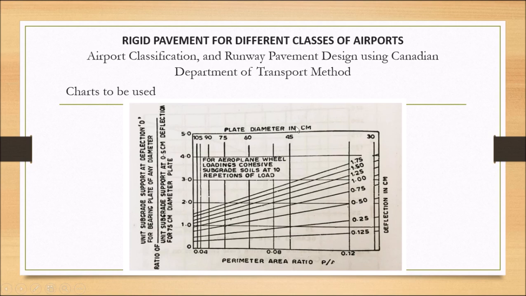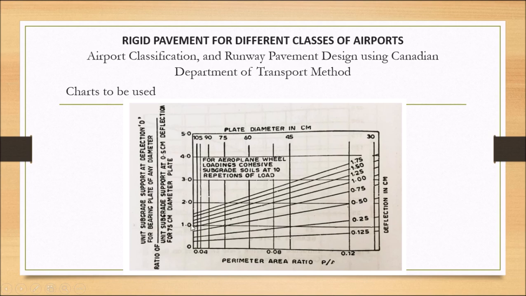Here we have the plate diameter in centimeter. Then here we have the perimeter area ratio, P over A. Then these vertical lines here are for plate diameter in centimeter. Then these inclined ones on the graph are the deflection in centimeter. You can see deflection 0.125, 0.25, 0.5 up to 1.75. Then on the left, we have 0.1, 0.2, 0.3, 0.25.